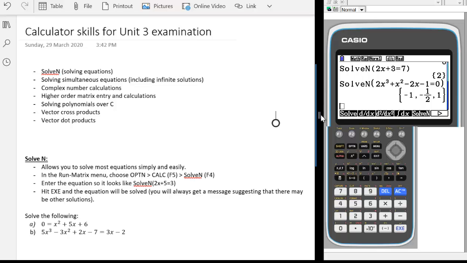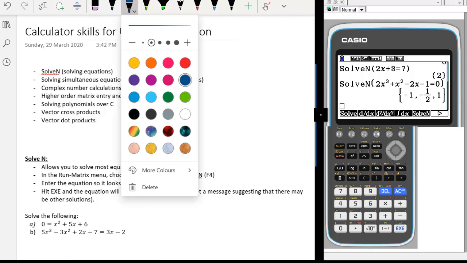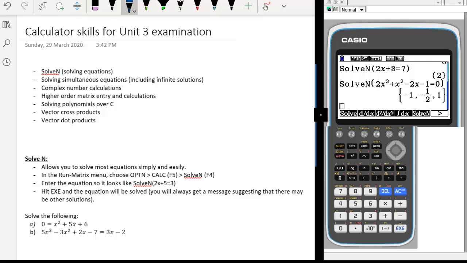Okay, so in this video we're looking at the calculator skills that will be required for the Unit 3 examination. As you can see on your screen, we'll start by looking at solve_n. We'll look at solving simultaneous equations including infinite solutions. We'll look at complex number calculations, higher order matrix entering calculations. I know you can already do this, but we'll look at the most efficient way. We'll look at solving polynomials over C, vector cross products and vector dot products all on your calculator.